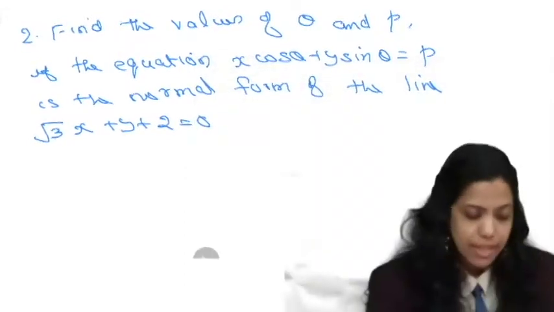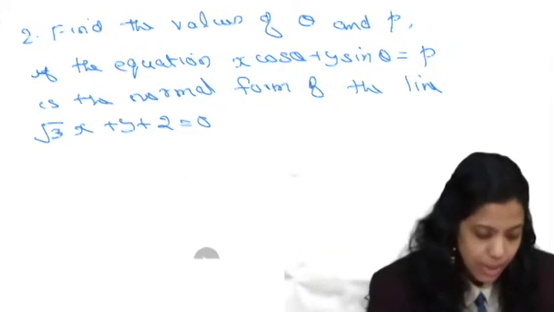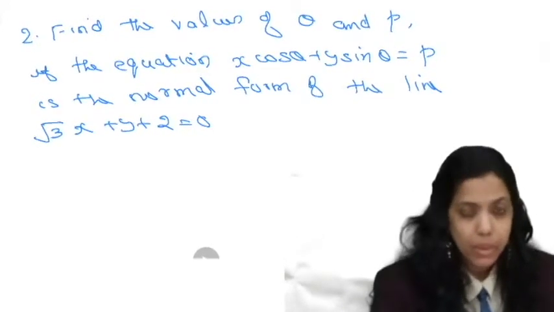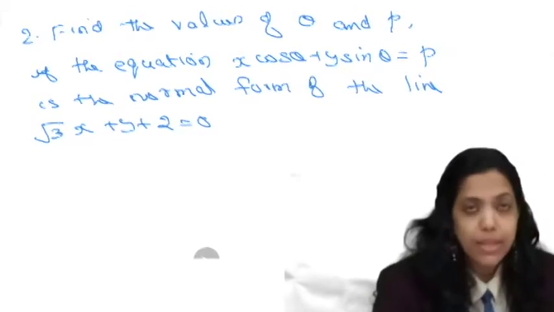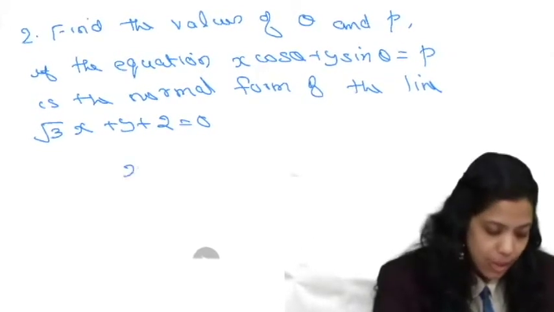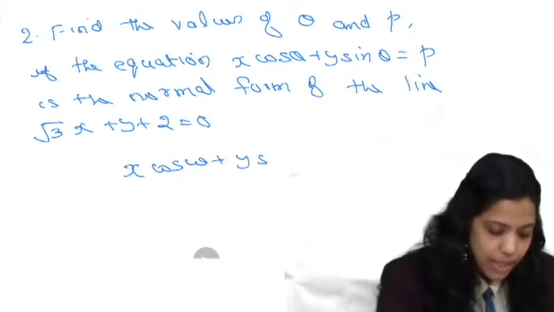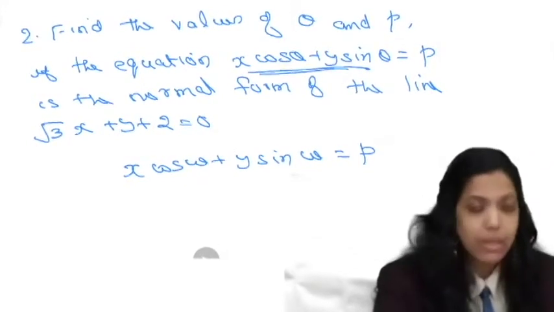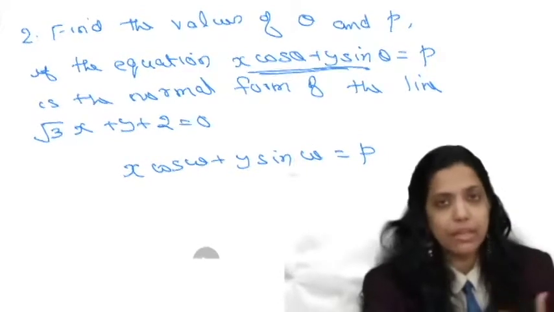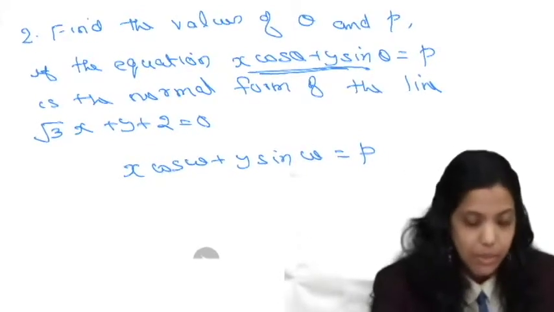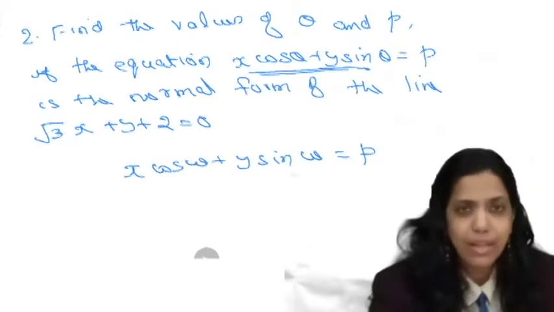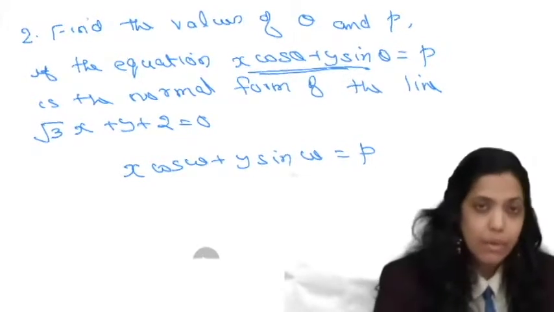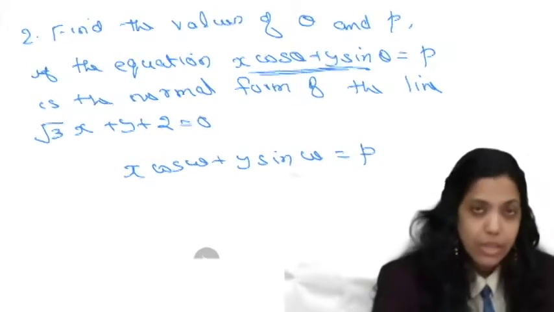Find the values of theta and p if the equation x cos theta plus y sin theta equals p is the normal form of the line root 3x plus y plus 2 equal to 0. We are familiar with the normal form of the line, it is x cos omega plus y sin omega equals p. So if we compare with our question, in place of omega they have given theta. Only that much is the difference between that normal form and the other one. Whether the angle is theta or omega doesn't matter for us. So here we are going to find out the value of theta and the value of p, the perpendicular distance from the origin.